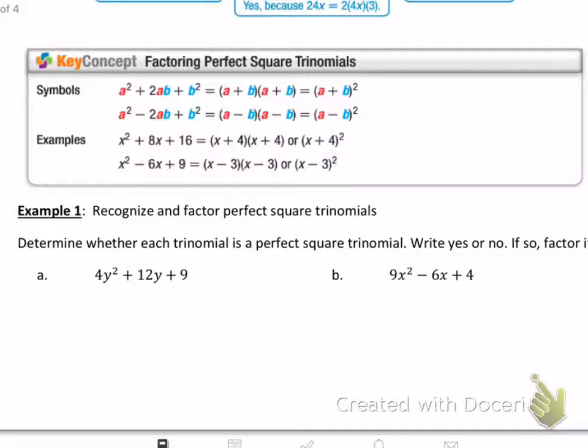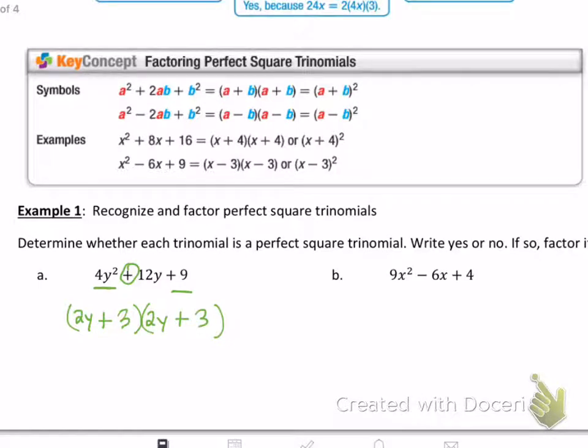Maybe we'll just jump straight into this first example. Okay, so we have 4y squared plus 12y plus 9. Okay, let's take this one. And honestly, just test it out. I know it's a plus, so my two signs are probably going to be positive if this works out. So I'm always going to check my answer for this one. 4y squared, the square root of that is 2y, 2y. The square root of 9 is 3 and 3.